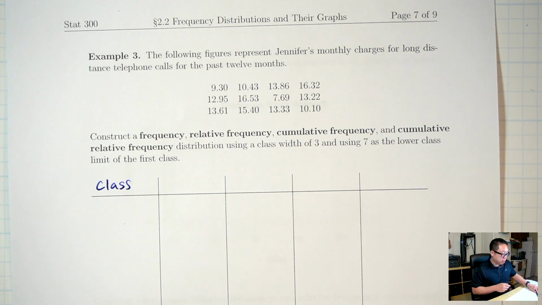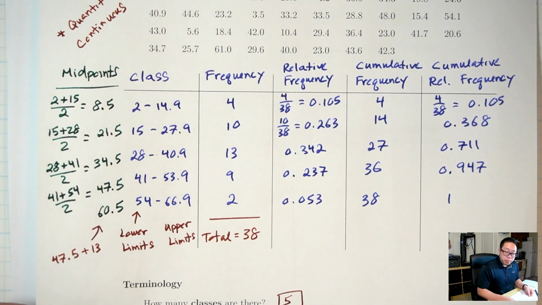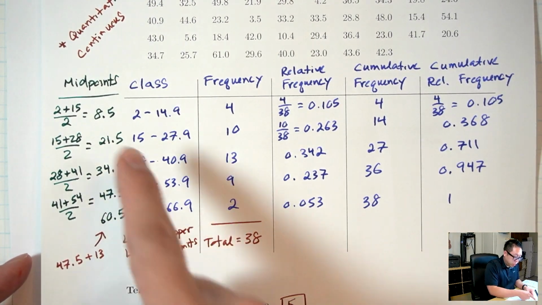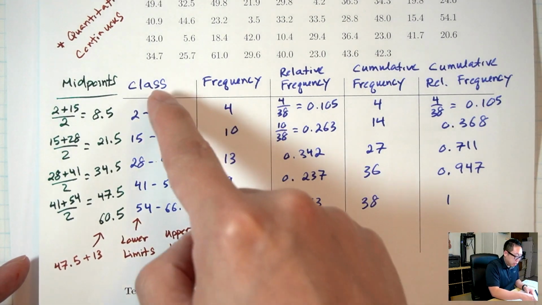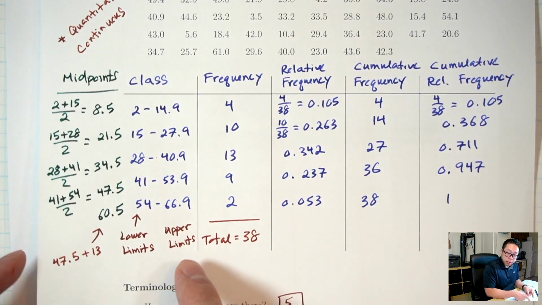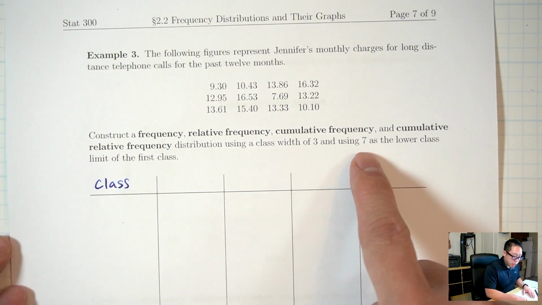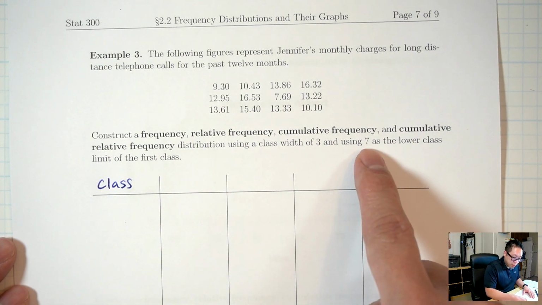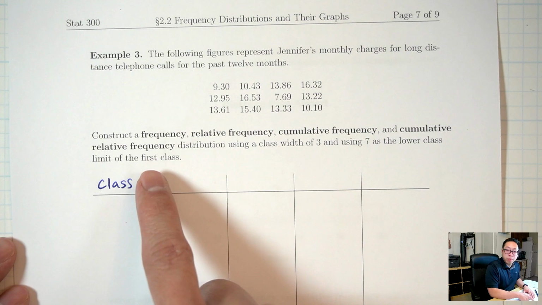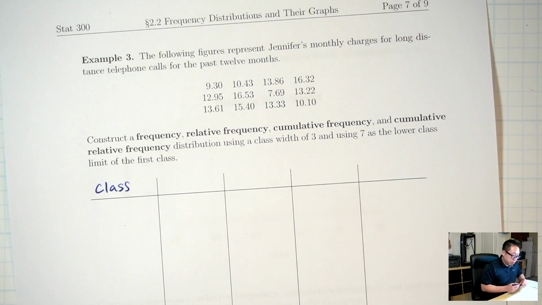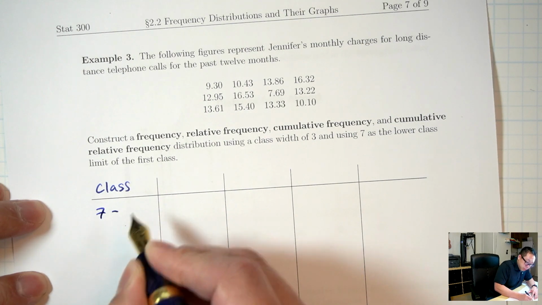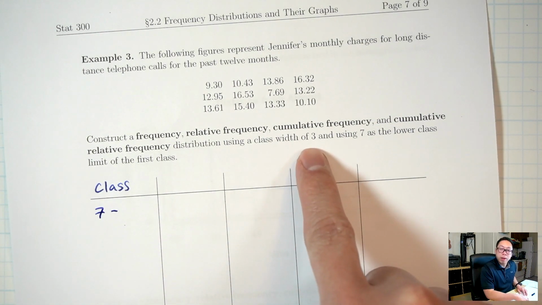Let's go back to the terminology. Classes are the ranges. The lower number of each range is called the lower limit, and the upper number of each range is called an upper limit. This is saying using 7 as the lower class limit of the first class. In other words, use 7 as the lower number of the first range. So I'm telling you I want that first range to be 7 to something, and then class width of 3.